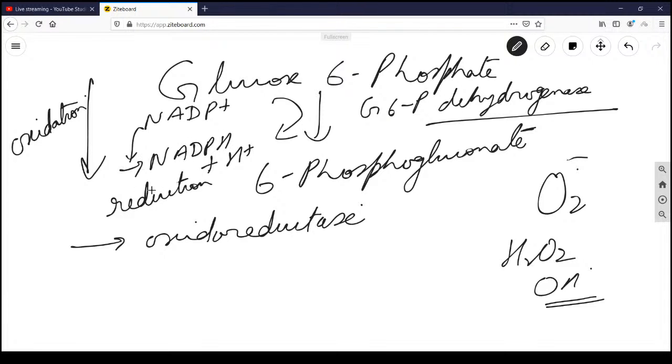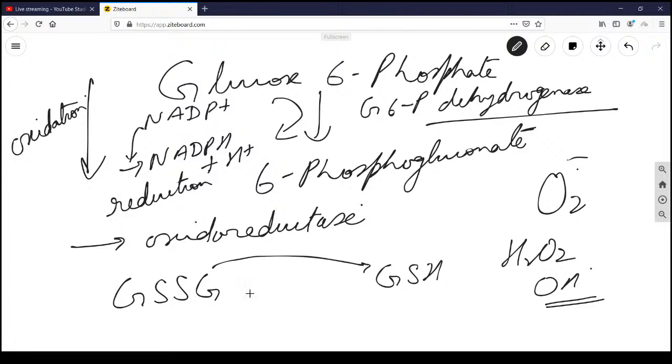Just look here. It is regenerating NADPH. So when NADPH is regenerated, what will it do? It will regenerate this, which is known as oxidized glutathione, into this, which is known as reduced glutathione, GSH. Since this is a reduction reaction, NADPH is needed. The NADPH will be converted to NADP plus and H plus. Now this reaction will continue.